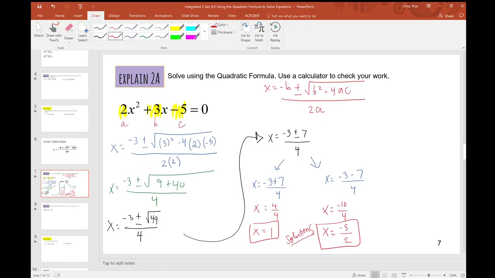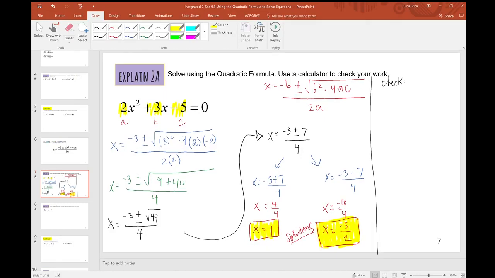Now let me show you how to check your work. So to check your work, you're going to take your solutions and just plug them into your equation. Remember, you want to plug it into the original. Let's go ahead and check one first. We have 2x squared plus 3x minus 5 equals 0. Take the 1 and plug it in.